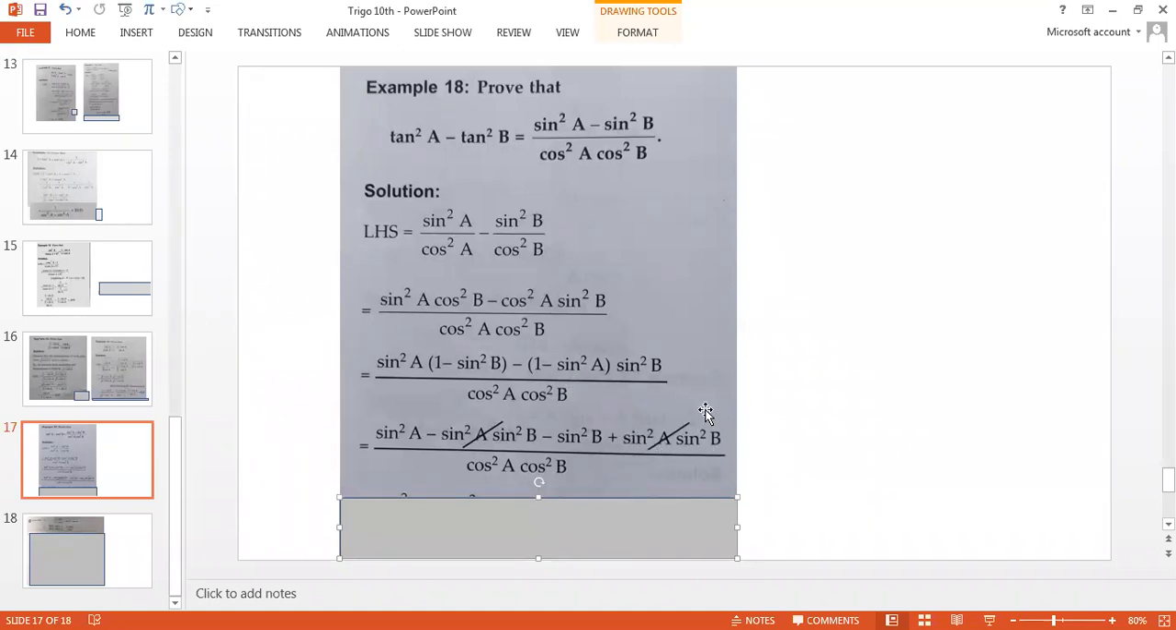So this positive sin square A sin square B will get cancelled with this negative sin square A sin square B. So what exactly is left in the numerator, student? Sin square A minus sin square B, whole thing upon cos square A cos square B, which is in the denominator. And so this is exactly RHS. Hence proved. I hope everyone got this answer.